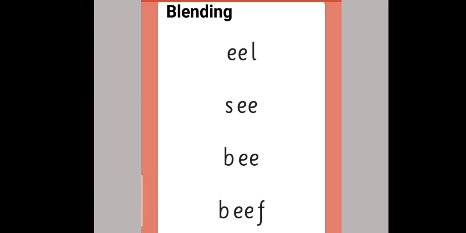Now let's read that word. The first sound there says E, and the second one says L. Now can we put it together? We have ill. Ill. Put them together faster. Ill. Good job.